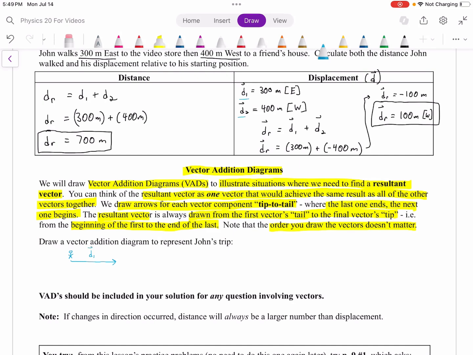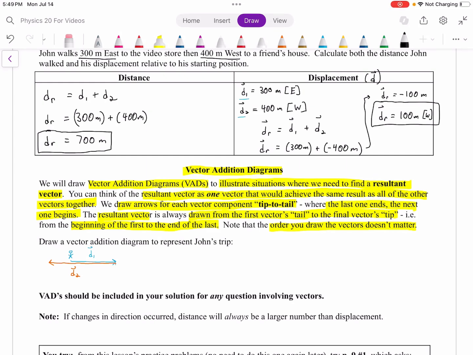Then from there, so tip to tail, right, where this one finished, from there, he then walked 400 meters to the west. So it doesn't need to be perfect, but 400 is bigger than 300, right? So we should draw it bigger, okay? Otherwise, we're going to get the wrong result. So from tip to tail, there's the tip of the last one. I'm just going to use a different color so you can see it. From the tip of the last one, we go back to the west about 400 meters. There's his second displacement.